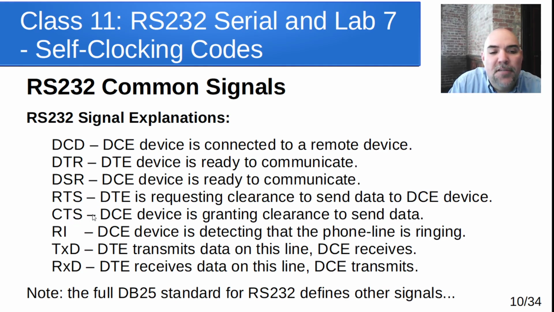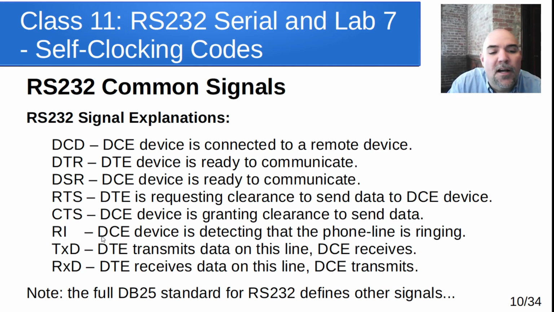Request to send and clear to send, those are what are called handshaking lines. So RTS is the DTE, requesting clearance to send data to the DCE device. So it's basically saying, hey, I want to send stuff to you. And then if the modem is ready, it can then grant that clearance by asserting CTS and saying, you're all clear. You're ready, clear to send.